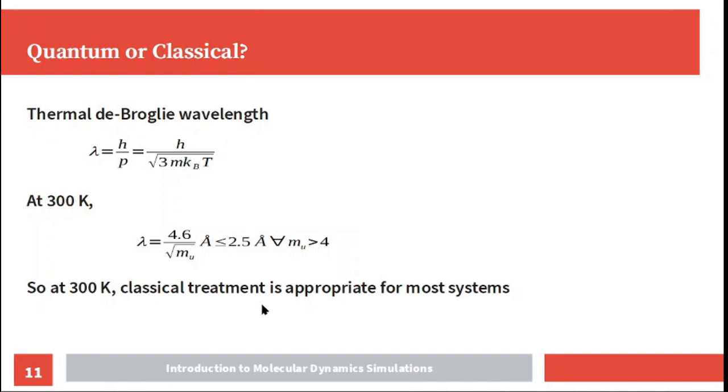So this means for most elements, even for atoms, it is okay to use classical mechanics as long as you are interested in distances larger than 2.5 angstrom. So this means for most practical purposes, for most molecules, you can study their behavior using classical mechanics.